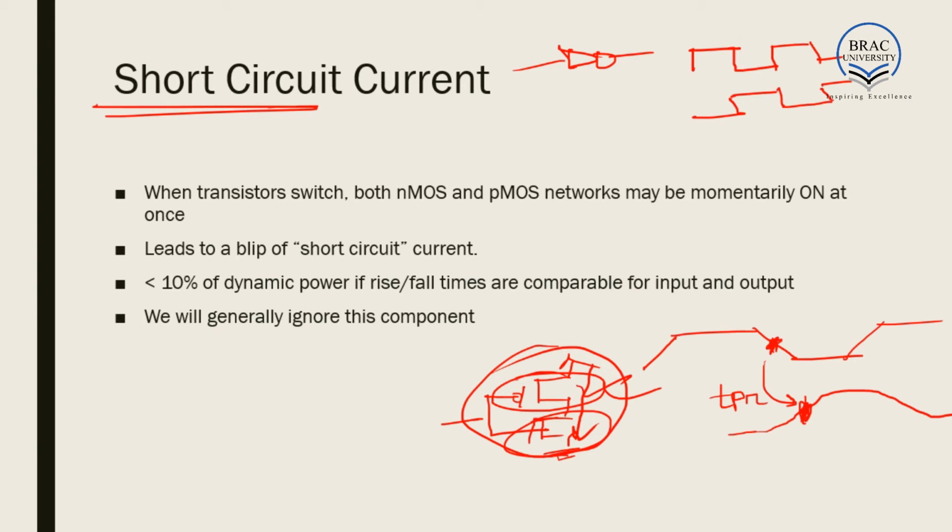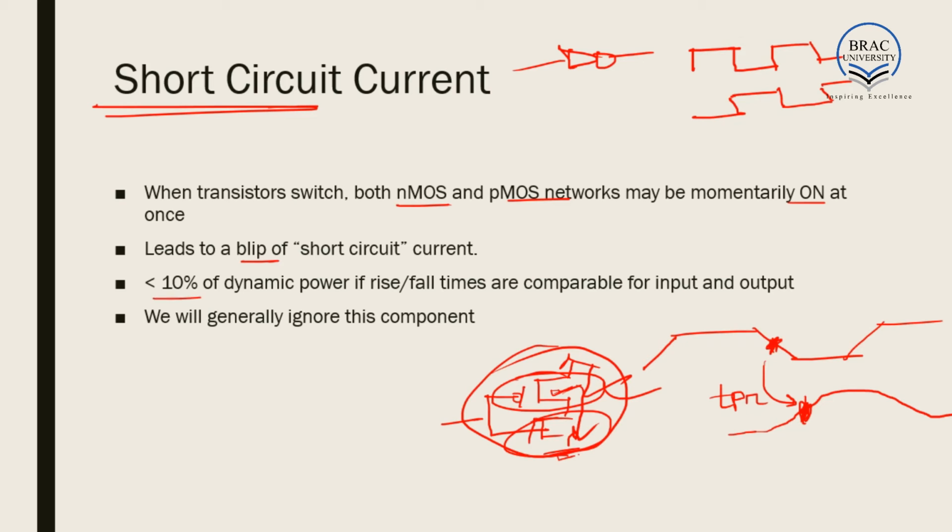Why is it called short circuit current? Because if both the pull up and the pull down network are switched on at the same time, considering switch resistance is negligible, there is a short circuit between the VDD and the ground. So this is called short circuit current. If both the PMOS and NMOS network are momentarily on, this creates a short circuit, and this blip of current is called short circuit current. It is a very high value of current, but for a very low time.